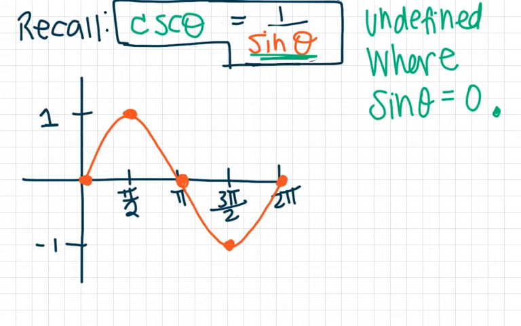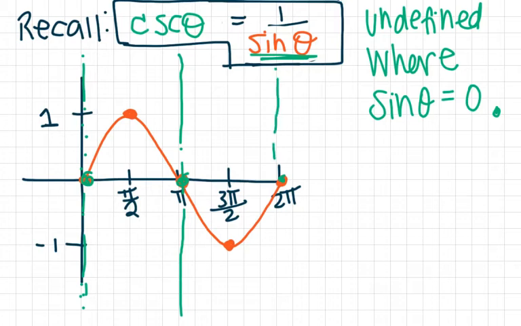So we can actually look at where those values are. Sine theta is equal to 0 here, here, and here. So what I'm going to do is sketch my asymptotes for cosecant for that, because it's going to be undefined on these numbers. Whenever you have 0 at sine, that's going to make cosecant undefined. So here are my asymptotes.